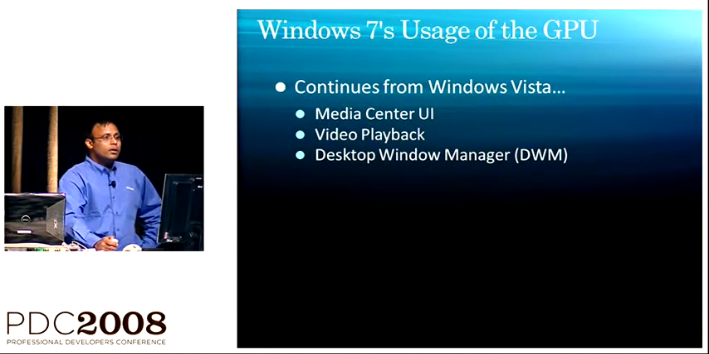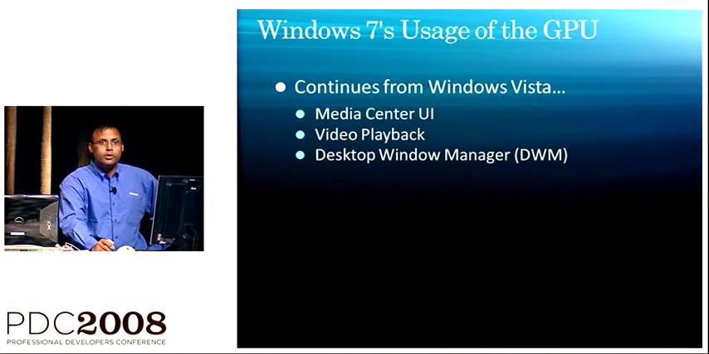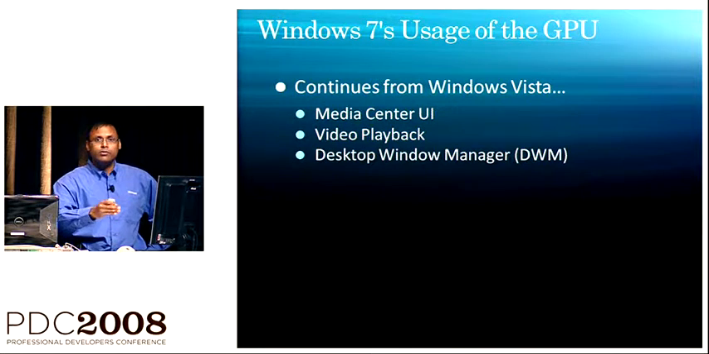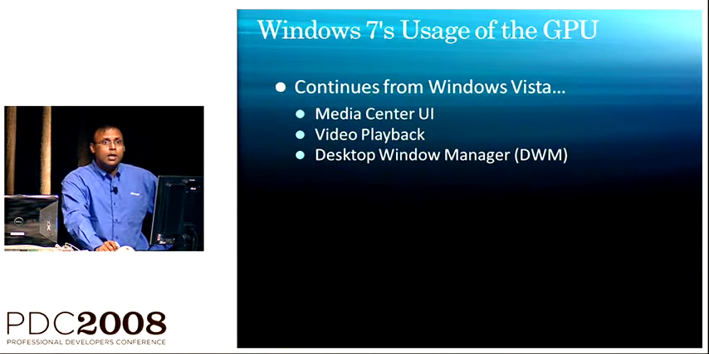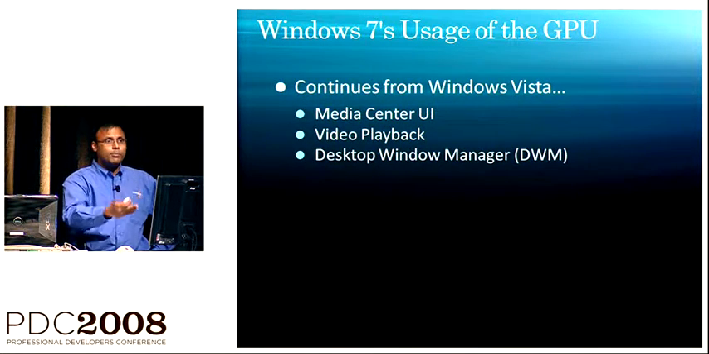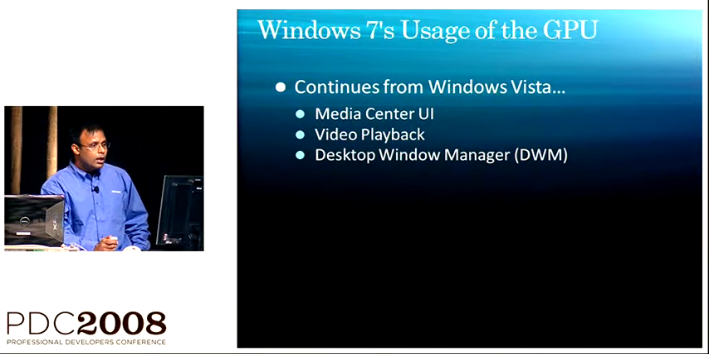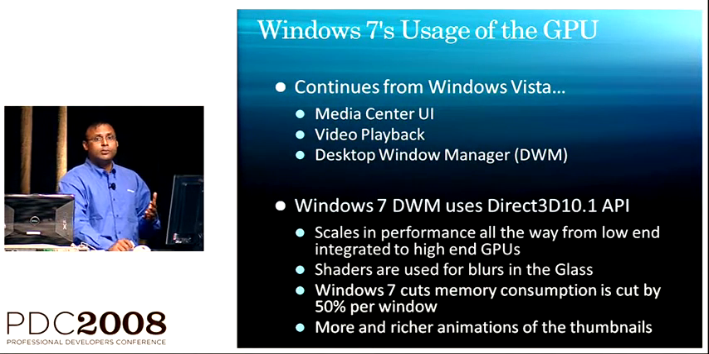Now, we started putting the GPU to much broader use in Windows itself, starting with Windows Vista. In Windows Vista, a bunch of the user interface started using the GPU. For instance, Media Center and the desktop UI, through the window manager, were using it. Video playback, of course, always needs the GPU horsepower to be able to do higher resolutions. And Windows 7 continues the usage of the GPU from there.